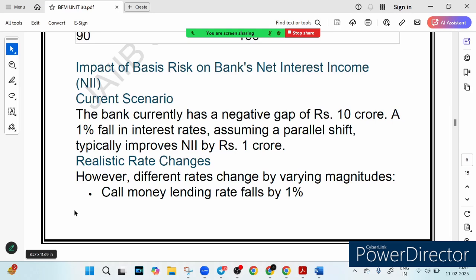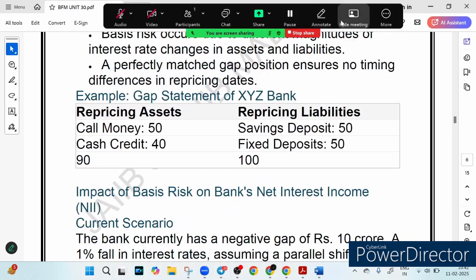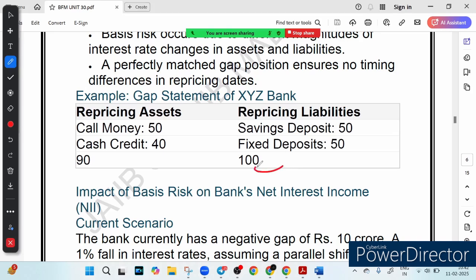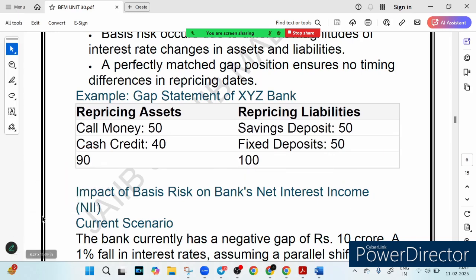Right now, our bank has a negative gap of 10 crore. So you can see easily that liability is 100 crore and repricing asset is 90 crore. When I say gap, it means how much we are earning minus how much we have to give. So bank earning from loan is 90 crore and bank has to give 100 crore in the form of deposit. So obviously the gap is minus 10 crore. Obviously the gap is negative, right? So this is the situation here.